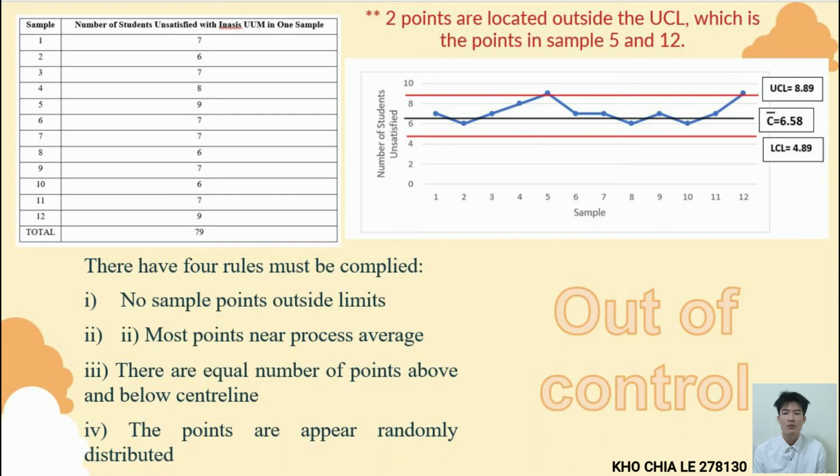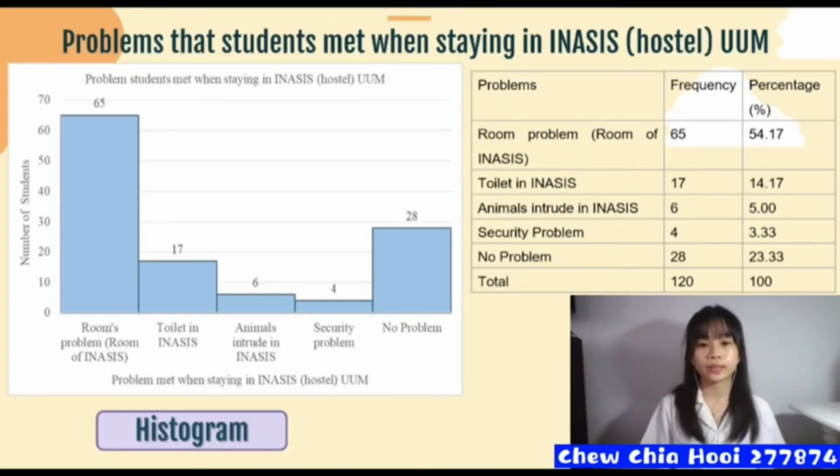So the process of UUM operating the accommodation service in the UUM is still not successful. It may need to improve and highlighted this problem. From the 120 respondents from 12 different industries of UUM, we have collected data about the problem that students meet when staying in industries UUM. Almost 92 students out of 120 students are not satisfied with the industries.